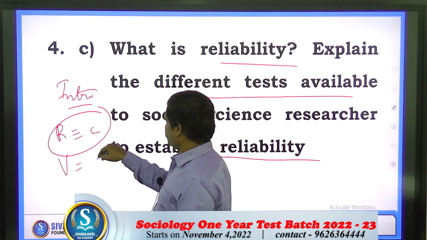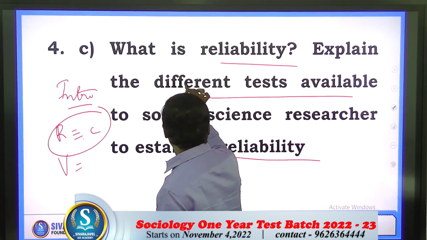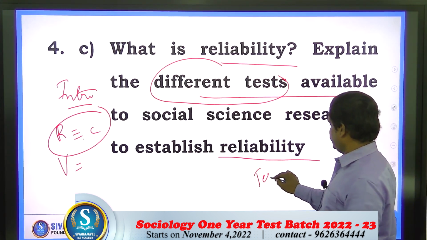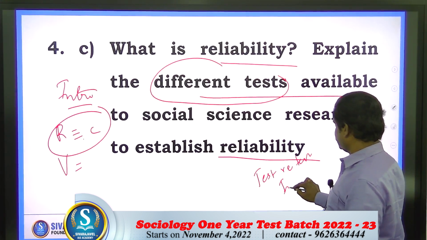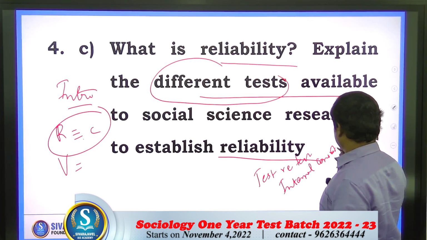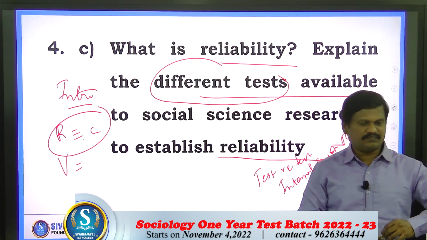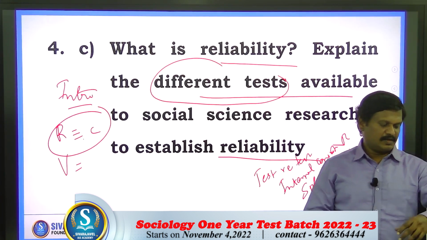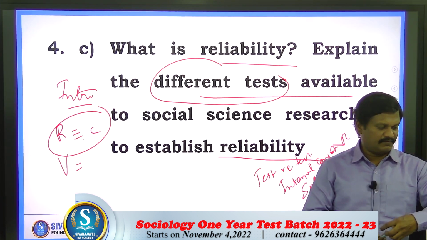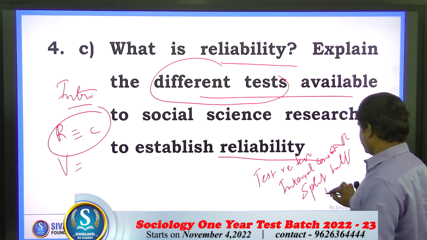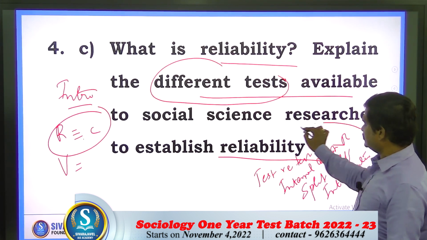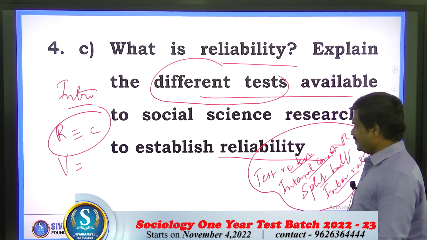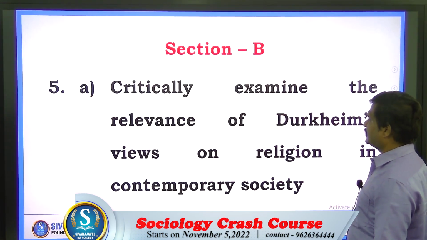After having written in the introduction what is reliability and what is validity, in the body of the answer you have to write about the different tests available to maintain reliability. Test-retest reliability, internal consistency reliability, then split half reliability, and fourthly inter-rater reliability. So this can be written. It is a 10 marker question. Two lines on each, with an example, will be sufficient for you to attack this question.